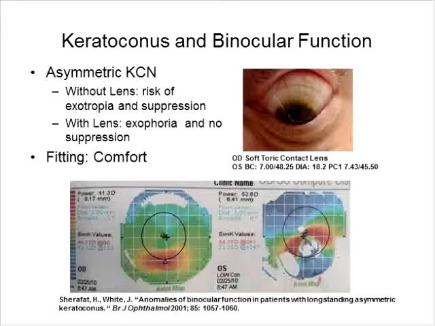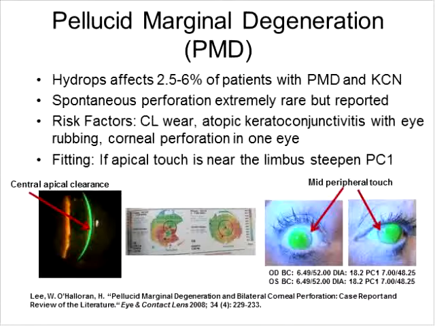This patient wears a soft toric contact lens in the right eye and a scleral lens in the left eye. Without a contact lens, his left eye does wander, and with a contact lens, his visual acuity is 20/25. This patient chose a scleral lens because of comfort. He could not tolerate any other lens designs.